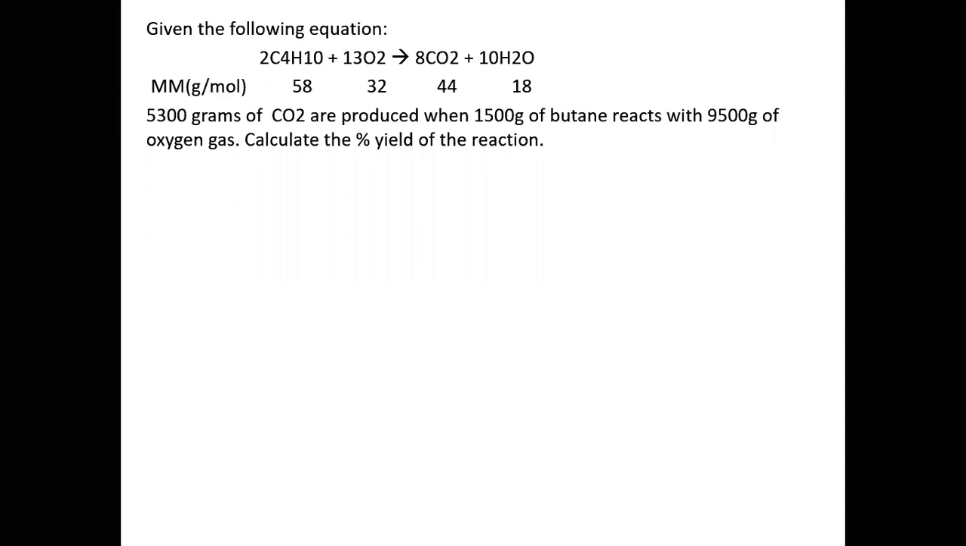So our reactants are 1,500 grams of butane, 9,500 grams of oxygen gas. What's the percent yield? So again, this 5,300 grams of CO2, it says are produced. So this tells you it's the actual yield. So since it's the actual yield, we don't worry about this until we're ready to calculate the percent yield. And so again, what we're going to do is we're going to determine the moles of product produced by each reactant. So we're going to start with butane.